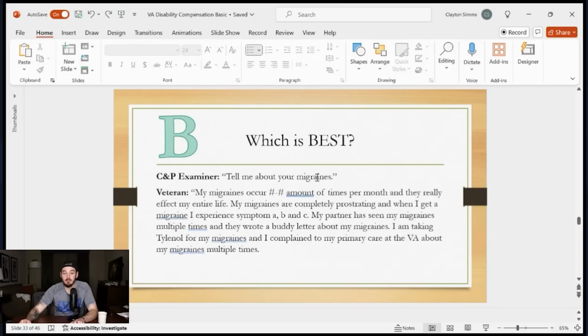That's A. Here's scenario B. Tell me about your migraines. My migraines occur this many times per month, and they really affect my entire life. My migraines are completely prostrating, and when I get a migraine, I experience symptoms A, B, C. My partner has seen my migraines multiple times, and they wrote a buddy letter about my migraines. I am taking Tylenol for my migraines, and I complained to my primary care at the VA about my migraines multiple times. So of A and B, which do you think is best? I'll give you 10 seconds to answer this one.